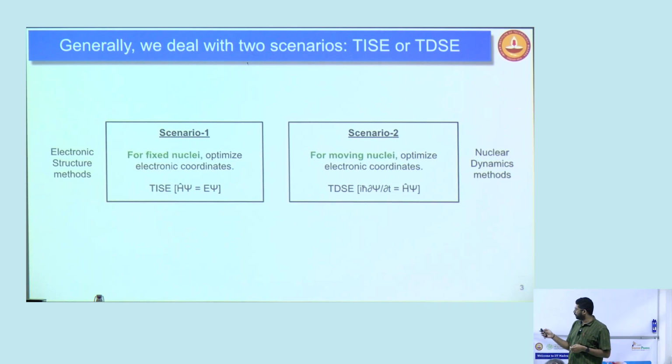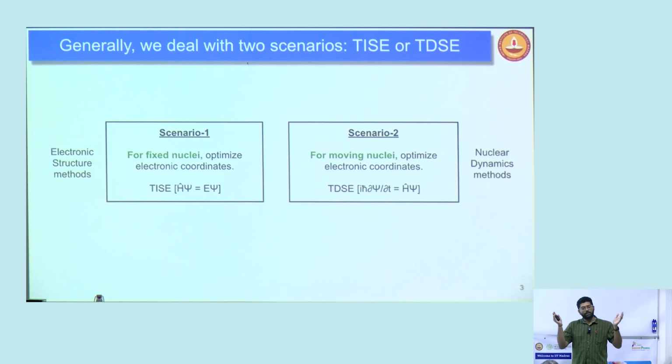So for this fixed set of nuclei, what we are solving is nothing but the time independent Schrodinger equation. As you might know, this is also an eigenvalue problem, and these methods are what are called the electronic structure methods. The other scenario is for the moving nuclei. So specifically we need to solve the time dependent Schrodinger equation because nuclei are moving. So here at each and every nuclear time step, you will be solving the electronic structure problem. So in the time dependent Schrodinger equation, at every nuclear time step, you will be solving the time independent Schrodinger equation, get the energy, and use that energy in order to drive the atoms.